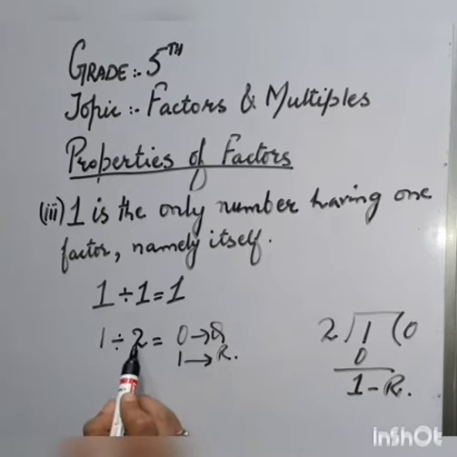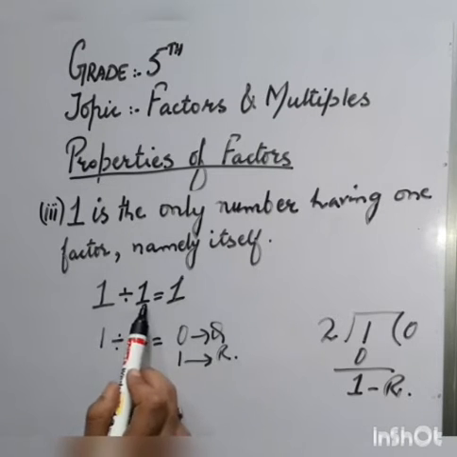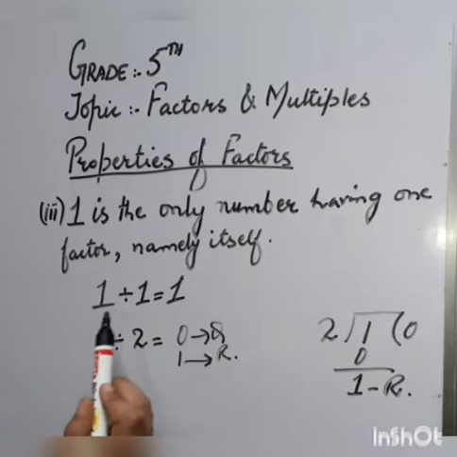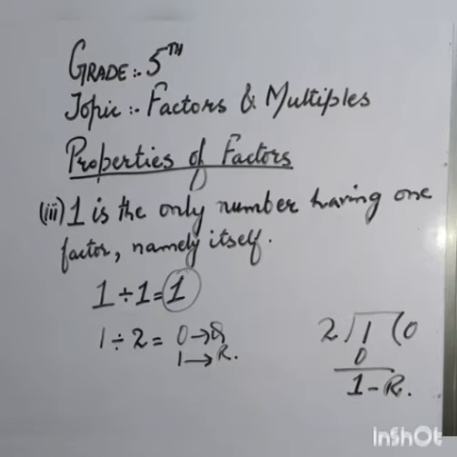So this 2 is not dividing this one exactly. Similarly, if I take any other number, that number will also not divide this one exactly. So it's only 1 that divides this one exactly. That's why 1 is having only one factor and that is 1 itself. Clear?